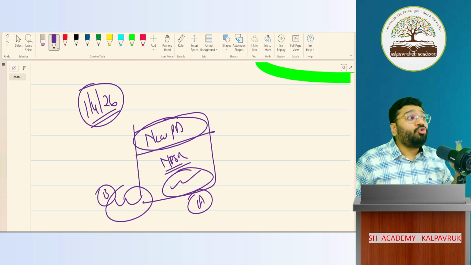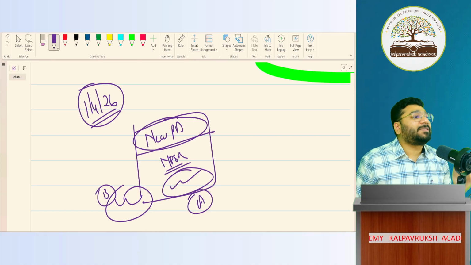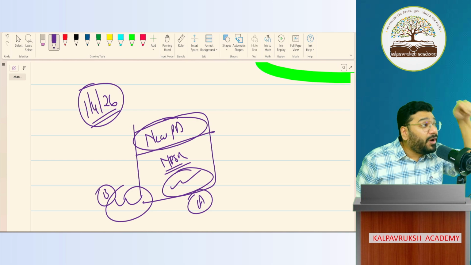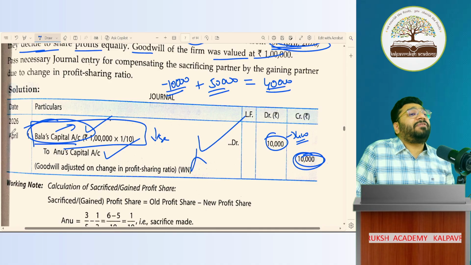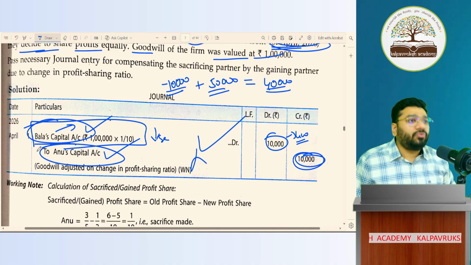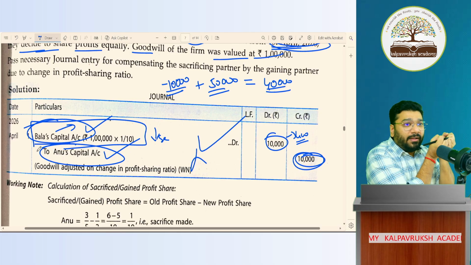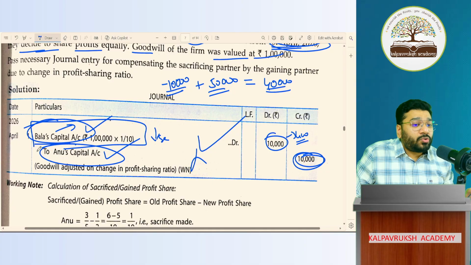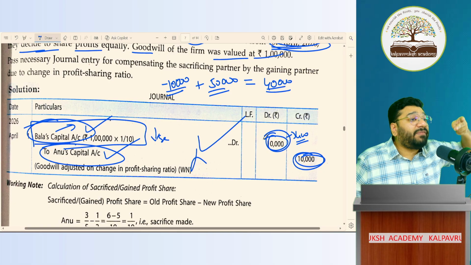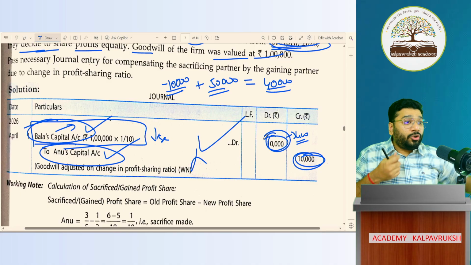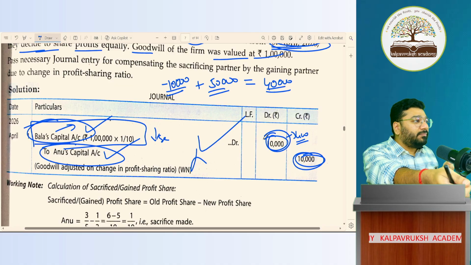So now, who is given the responsibility of collecting the goodwill and giving the goodwill? Firm is given the responsibility. So the firm says that in future, I'll collect this money from Bala and give it to you, Anu. So the firm will remember to collect from Bala and give it to Anu. So what is this 10,000? This 10,000 is Anu's profit, which she is going to sacrifice to Bala. So to give profit to Bala, I need goodwill in return. Got it, not got it?